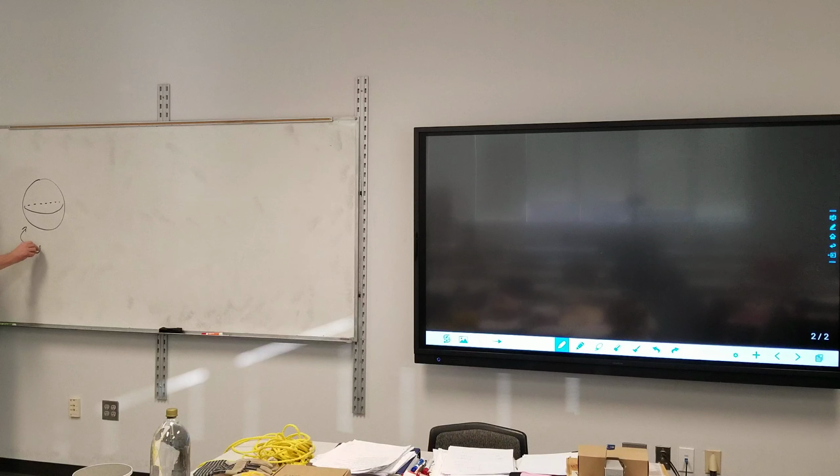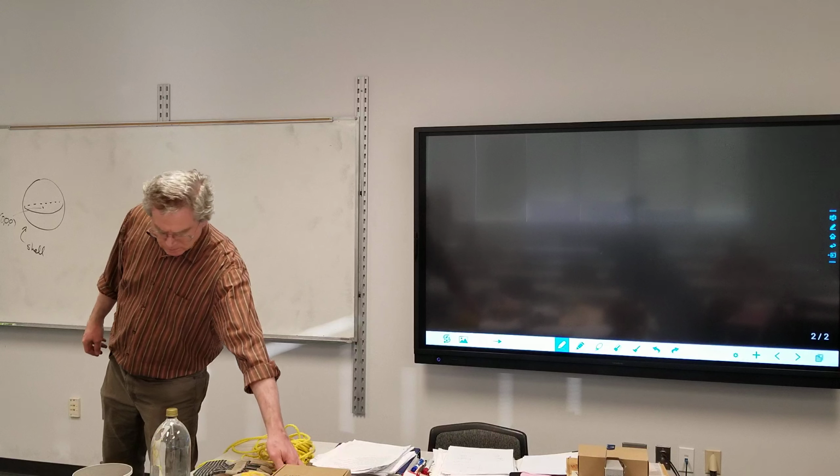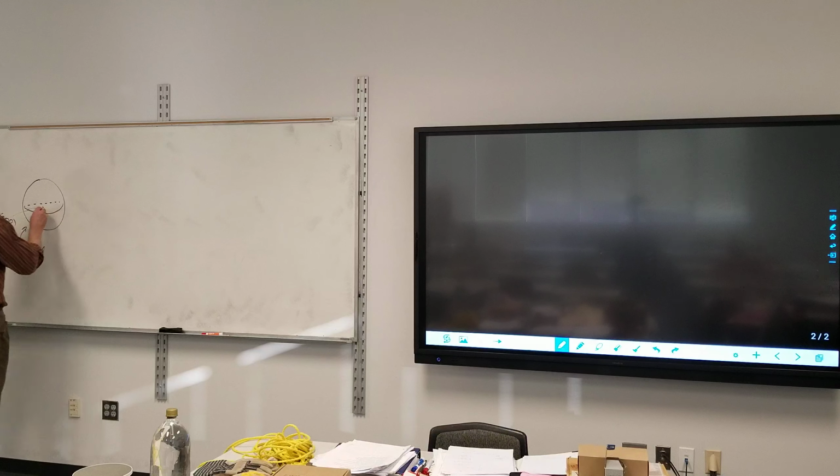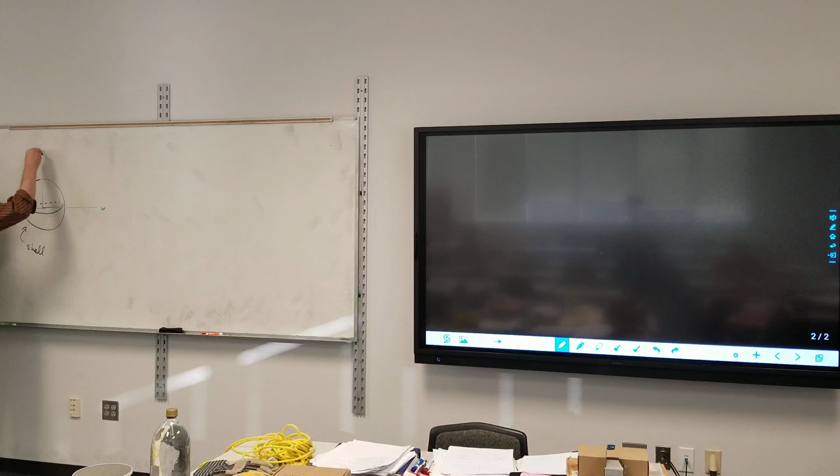Or actually a shell. Hollow inside. Infinitesimally thin edge. It is centered at 0, 0, 0. And let's go ahead and establish some coordinate system. So X to the right, Y up, Z coming out at you, right-handed coordinate system.